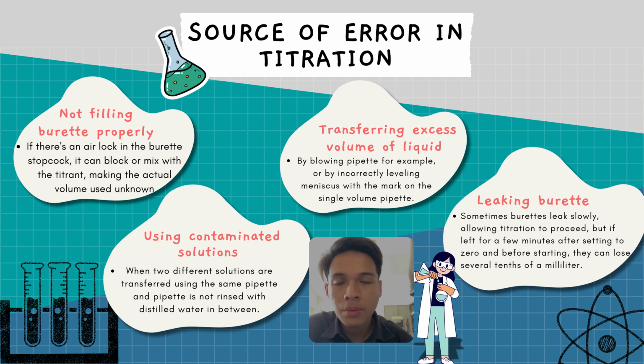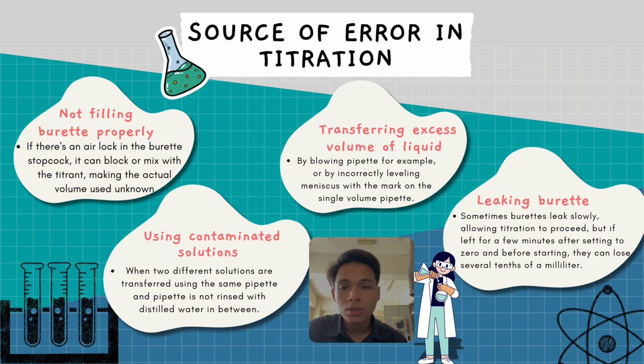Okay, so for my part, I will be explaining about sources of error in titration. The first one, using contaminated solution. For example, when two different solutions are transferred using the same pipette and the pipette is not rinsed with distilled water in between. For the second one, not filling the burette properly. If there is an airlock in the burette, it can block the flow of the titrant, but it can also at some moment flow with the titrant. After that, we have no idea what was the real volume of solution.